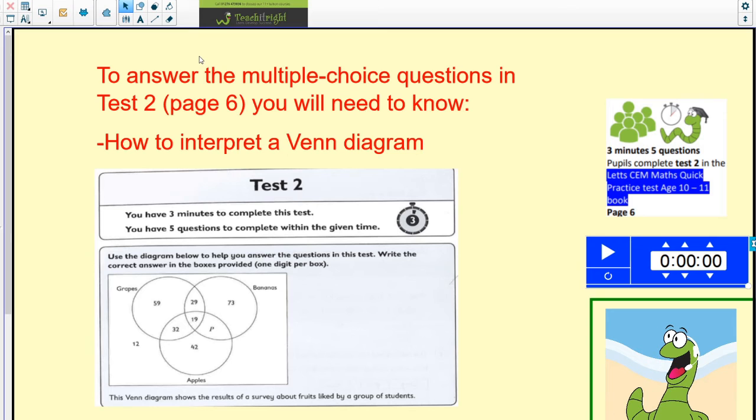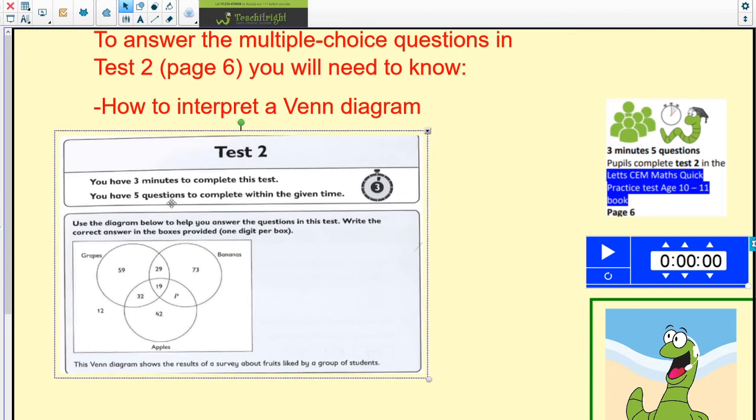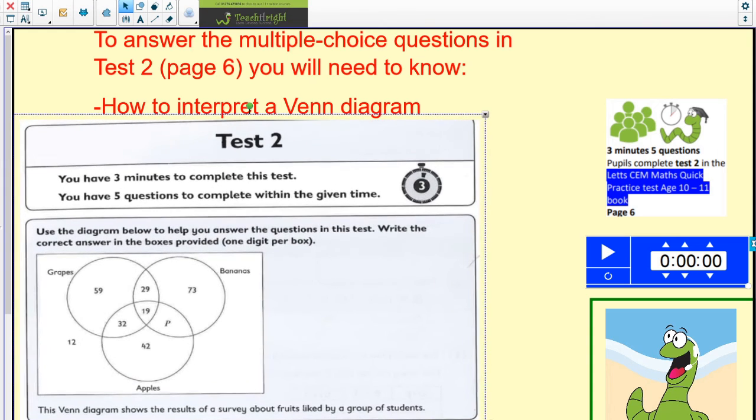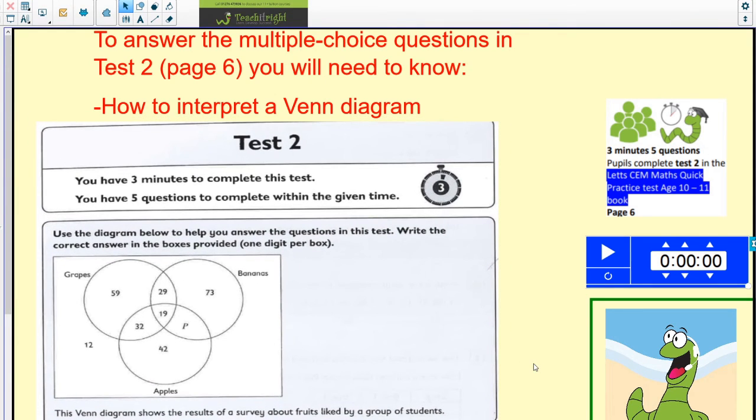What I'm now going to run through is how to interpret a Venn diagram. And I'm going to just do this with you now, so let's make this nice and big. There's one really important question, I think, for understanding a Venn diagram, and that is to be able to tell me, for example, how many people in total like grapes? How many people in total like grapes? Have a think about it. I'm going to tell you now, it's all of the numbers added up.